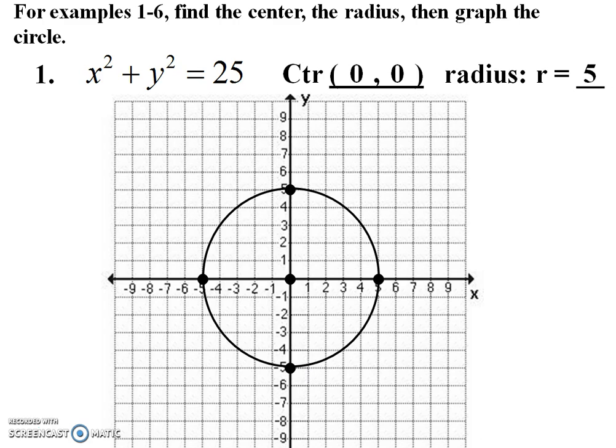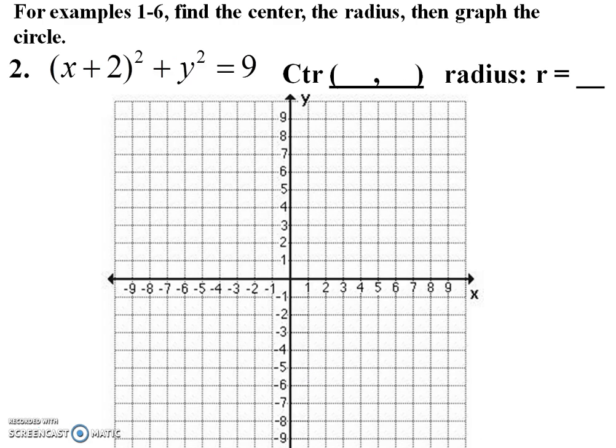Okay. In example 2, you notice we don't have anything with y, so that coordinate will be 0, but what makes this 0 over here? What value would make that quantity 0? Negative 2. So negative 2, 0 is your center, and the radius will be positive 3, obviously. So go to negative 2, 0, and plot your center point. Go up, down, left, and right 3 units, and graph your circle.